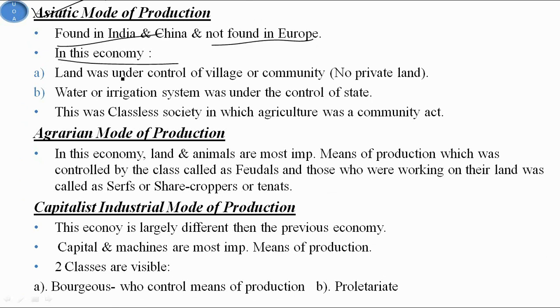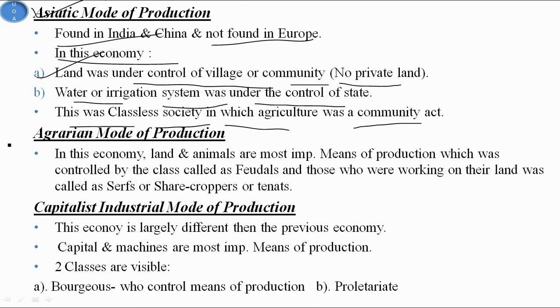In this economy, the land was under the control of the village or community, and not in the hands of private persons. But here the water irrigation system was under the control of the state. So this was a classless society in which agriculture was a community act.